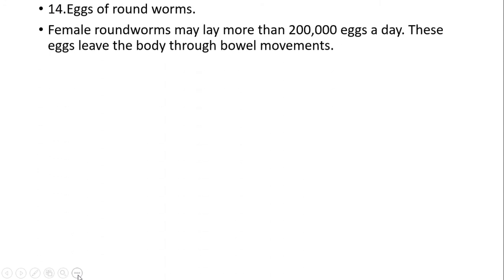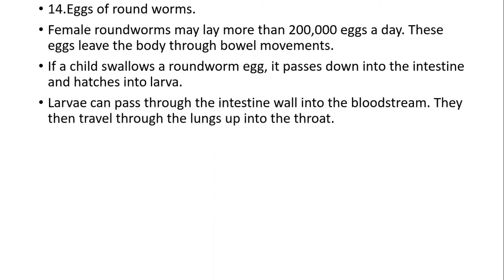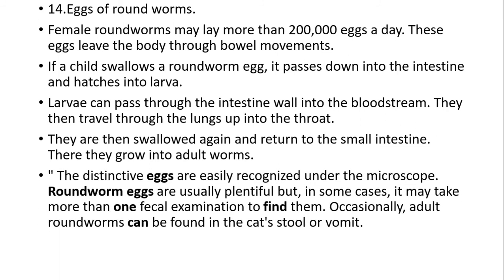Eggs of roundworms. The female roundworm may lay more than 20,000 eggs a day. These eggs leave the body through bowel movements. If a child swallows a roundworm egg, it passes down the intestine and hatches into larvae. Larvae can pass through the intestine wall to the bloodstream and then travel to the lungs and into the throat. They can be swallowed again and return to the small intestine and grow into adult worms. The distinctive eggs are easily recognized under the microscope. Roundworm eggs are usually plentiful, but in some cases it may take more than one fecal examination to find them. Occasionally, adult roundworms can be found in the cat's stool or vomit.